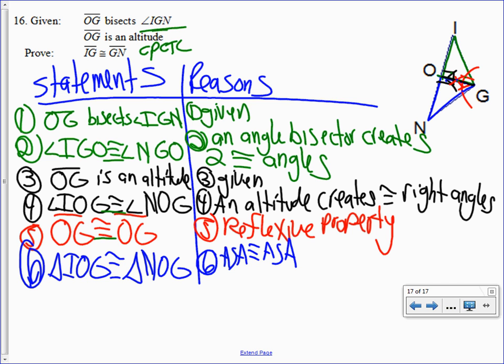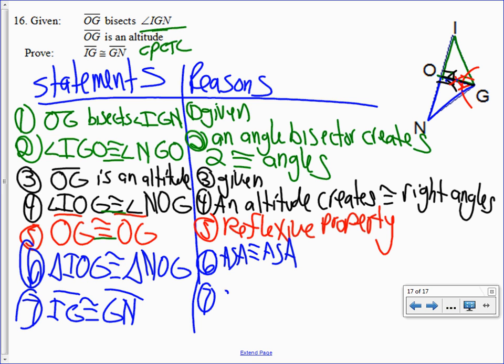And now that I have the triangles congruent, I can state my segments are congruent. IG is congruent to GN. And the reason, as the song says, is CPCTC. That's the review sheet, ladies and gentlemen.